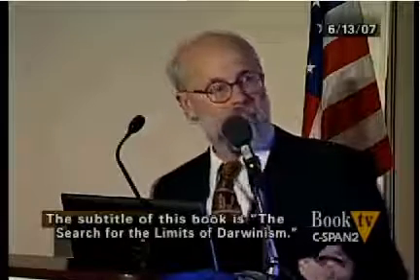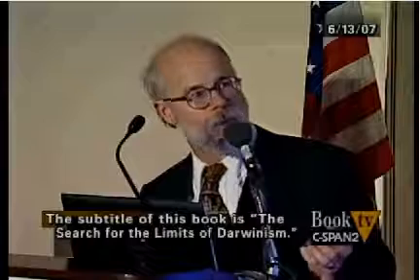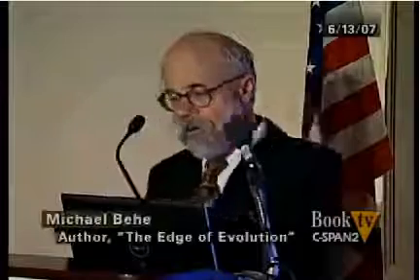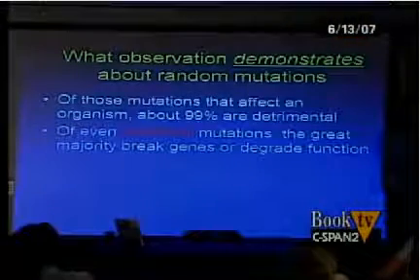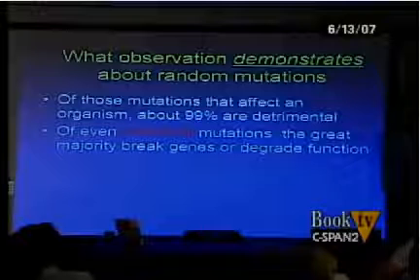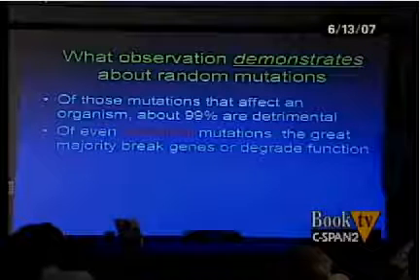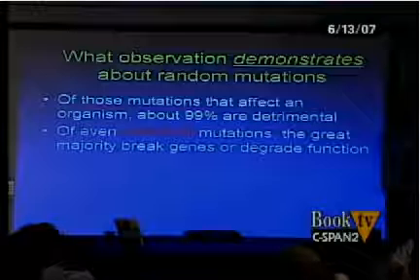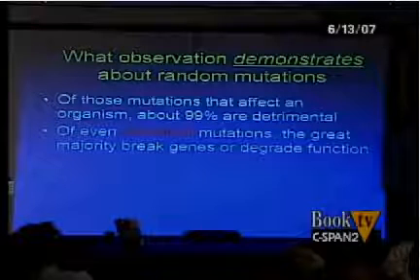And what we see, what people have seen before, is that of those mutations that affect an organism, about 99% are detrimental. And Darwinists have always said, yeah, but the 1% that are beneficial, they're the ones that are most important. The ones that are detrimental, you never hear from again. But what we see from sickle cell and the E. coli work is that even the beneficial mutations, the great majority, all of the ones that we see, break genes or degrade function.